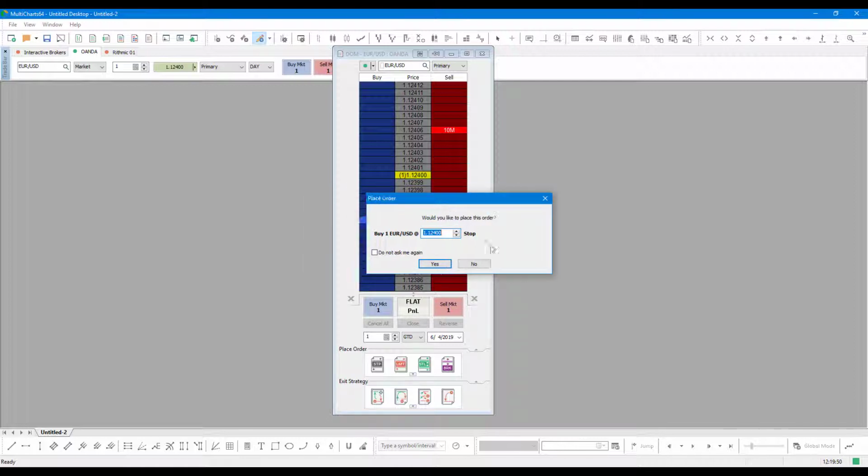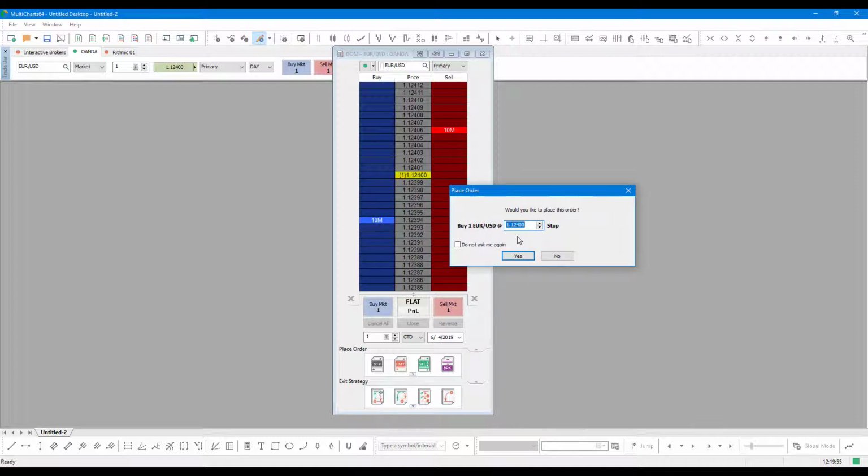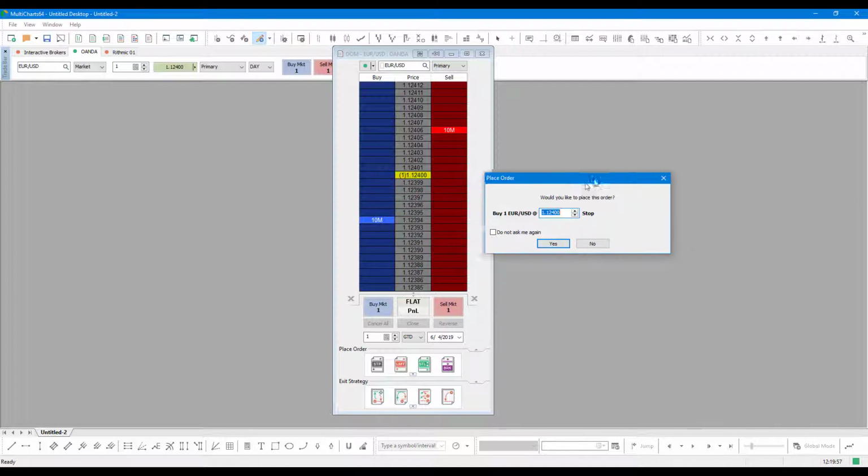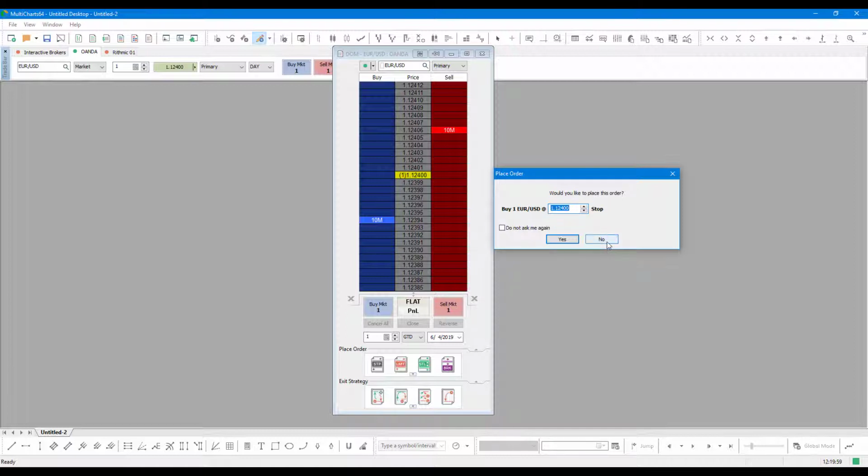So if that order gets filled before you get the chance to edit it, if you make a mistake, well, you should have had the order confirmation window on. But it's just an option for those traders who, like I said, need high frequency trading or need to place those trades instantly. So if you're confident, feel free to turn it off.